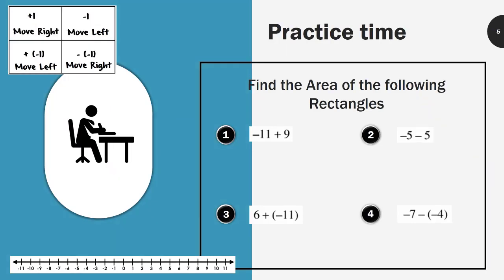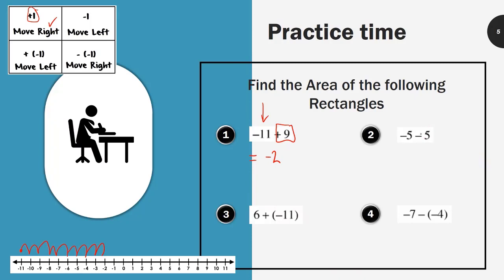Okay, answer time. So here we go. We're starting at -11 with this question. So I'm starting right here and I've got to move right because I'm adding a positive, okay? I've got to move right by 9 spaces. So 1, 2, 3, 4, 5, 6, 7, 8, 9. So my answer there is -2, okay?